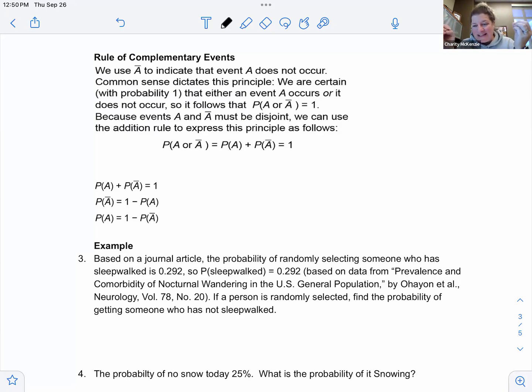So all of the possibilities in an event have to add to one for probabilities. I still didn't say that very well. All probabilities in an event have to add to one. So we use that a lot. And again, the line on top just means not.